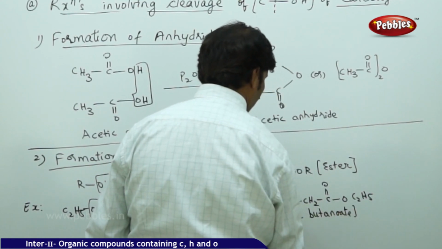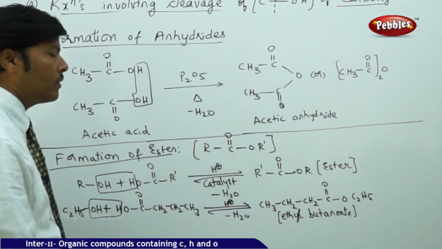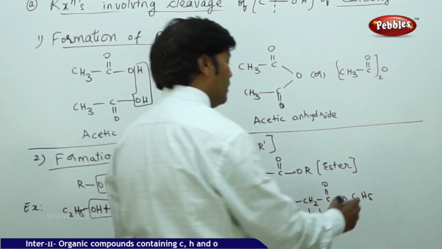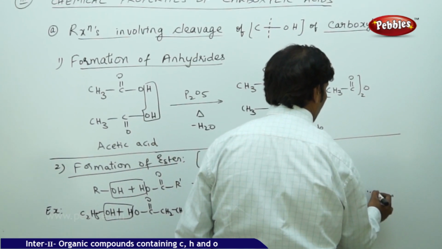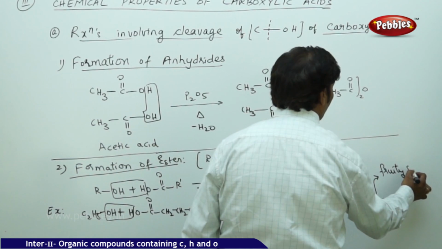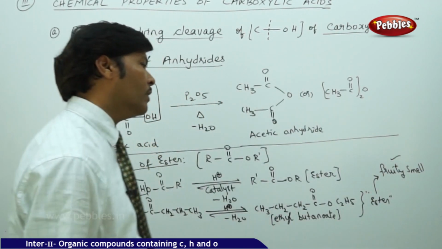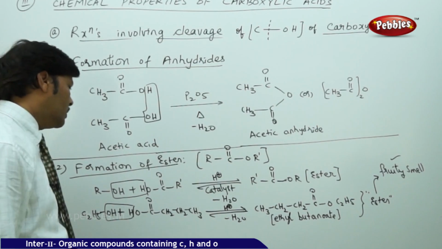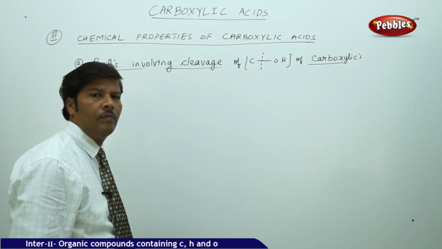Ethyl butanoate is the byproduct, which is the main product which we are going to get, and this is definitely an ester. The formation of ester is nothing but the characteristic feature. It gives a fruity smell, sweet fruity smell. So therefore it's a test for the alcohols and the carboxylic acids.